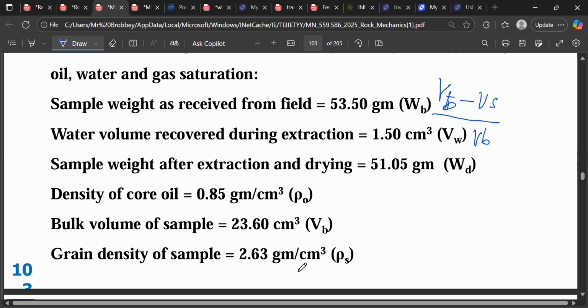So the porosity becomes 23.6 minus 19.4, divided by the bulk volume of the sample, which is 23.6. And that gave me a figure around 17, almost 18%, 17.8%, or 0.178.